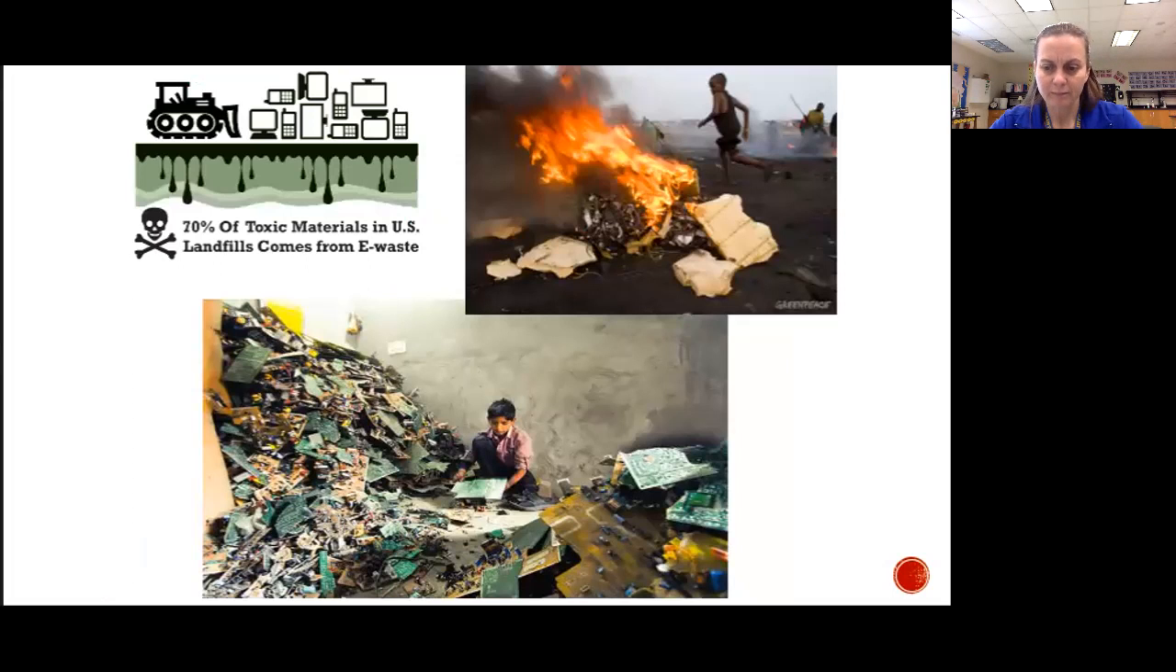landfills. A major concern here is that the US mostly does not deal with its own e-waste. We ship it to other countries. And so it winds up in landfills in countries that are not as strictly regulated as ours. And therefore, all of those toxic materials wind up in their water systems.